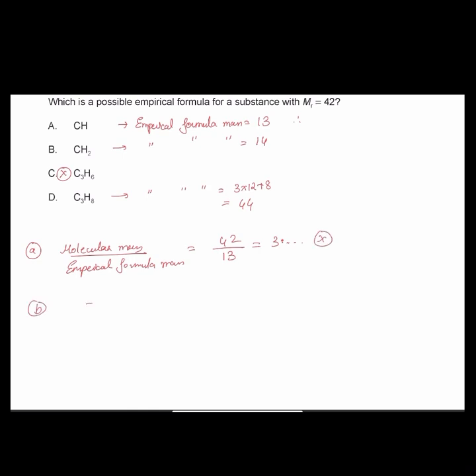For option B, this ratio would be equal to 42 divided by 14. 42 divided by 14, we get the ratio as equal to 3. So B probably is the correct answer, but we'll also check D. For D, we can clearly see it's 42 by 44. It will be 0 point some numbers here. So from all this, we can say option B is the correct answer to this question.